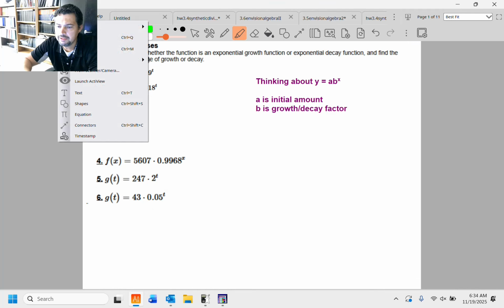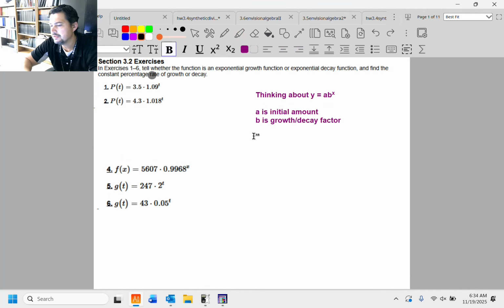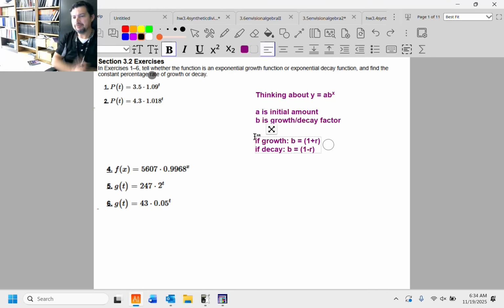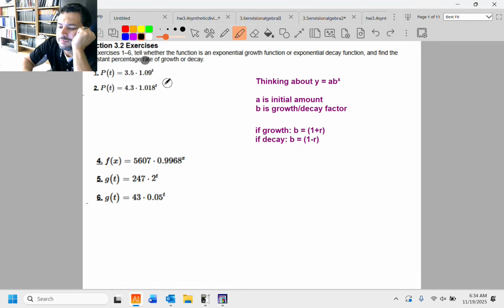So when you look at B, it is one of two things. If growth, B is equal to 1 plus R. If decay, B is equal to 1 minus R. So that'll be more familiar with how we did it in Algebra 2. We focused on little things, not the overall grand scheme of just A times B to the X. And I don't want to do obviously all of these, but we'll do 2 and maybe 6.